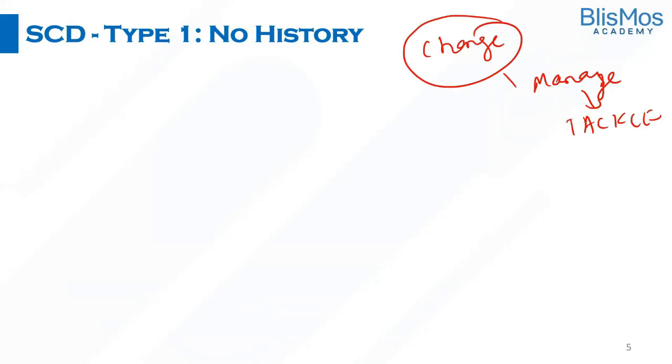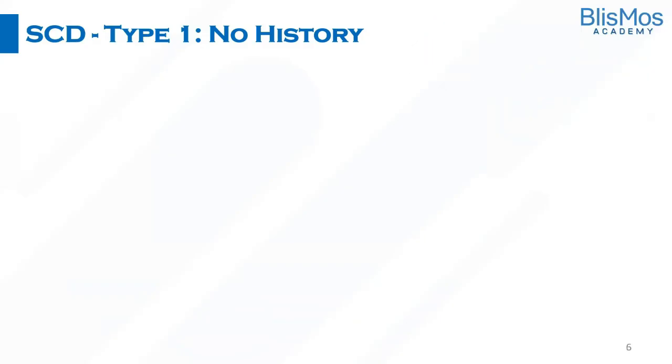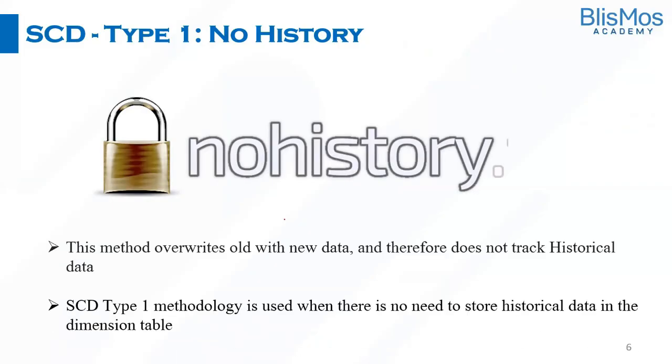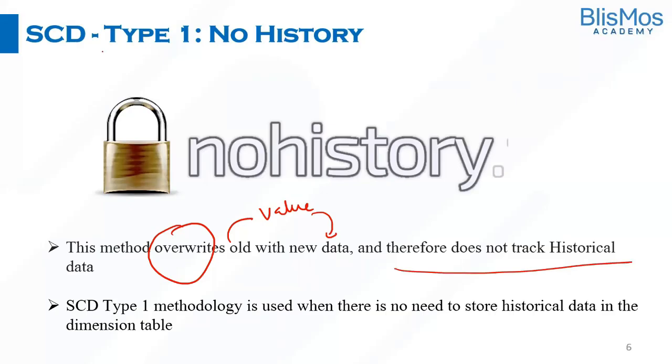So in type 1, the way we are tackling the SCD changes is by replacing the old value with the new value. Here, we are overwriting the old value of an attribute in a table with the new data. Since we are overwriting, there is no track of the historical data. That is the reason we call type 1 SCD no history. It is tackling the changes, but without maintaining the history. Obviously, SCD type 1 is implemented only whenever there is no need to store the historical data.